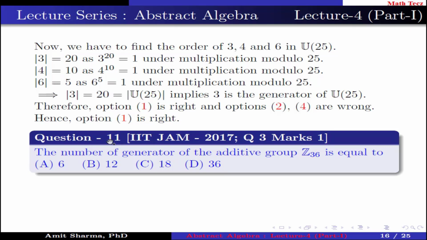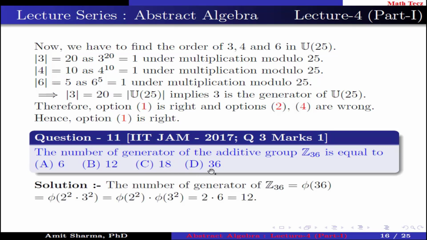Question number 11. This question was asked in IIT JAM exam in 2017. The number of generators of the additive group Z36 is equal to option A 6, option B 12, option C 18, option D 36. The number of generators of Z36 is phi of 36, which is written as phi of 2 square into 3 square, which is further written as phi of 2 square into phi of 3 square, which is equal to 12. Hence, option B is true.